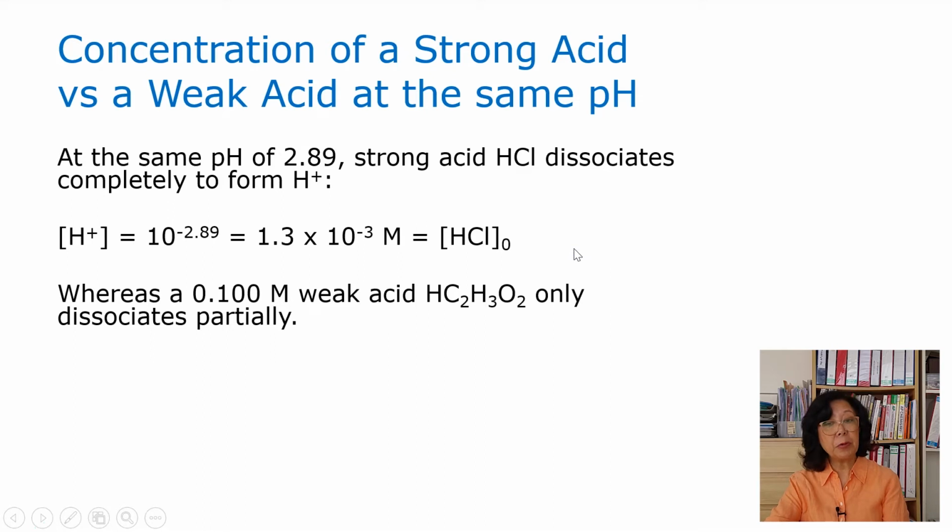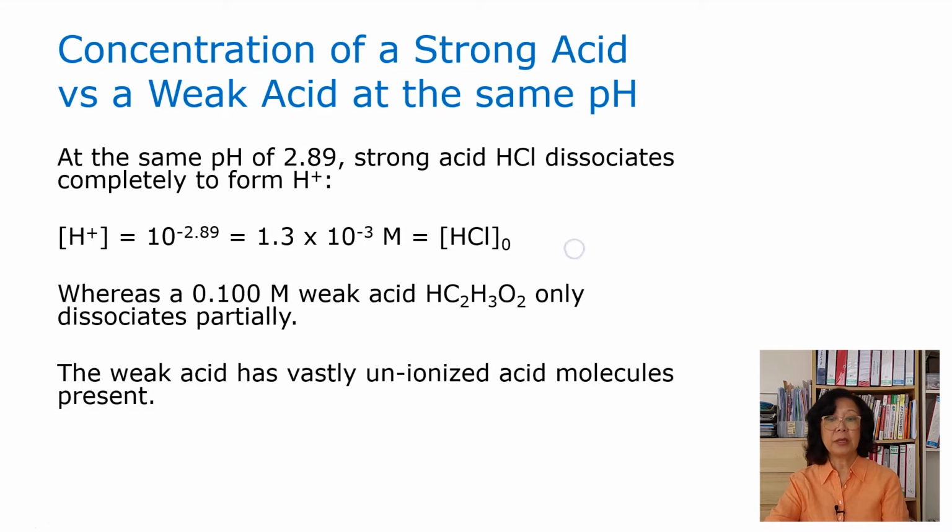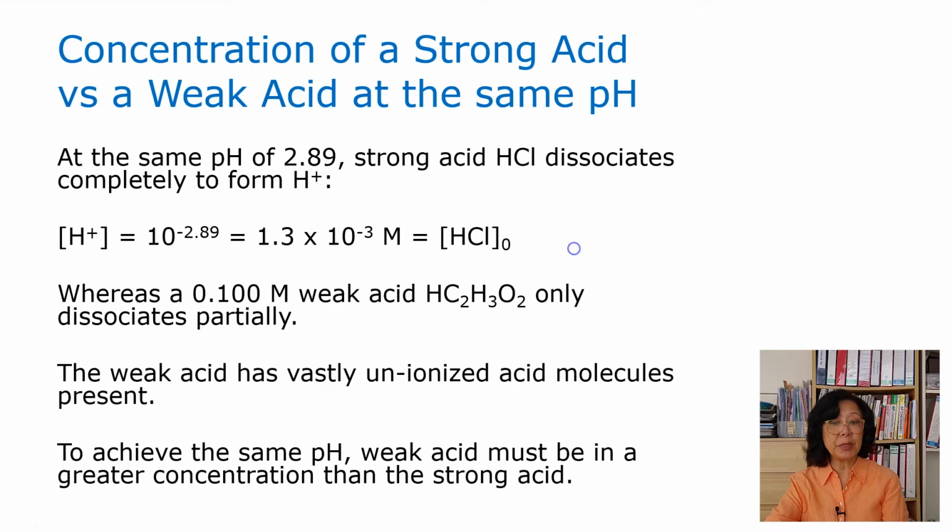However, with a 0.1 molar weak acid, acetic acid, they only ionize partially. Therefore, it has many unionized acid molecules present. And in order to achieve the same pH, the weak acid must be in a much higher concentration than the strong acid. So this is something to be noted. If they have the same pH, the weak acid would have a higher molarity.